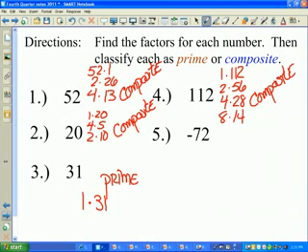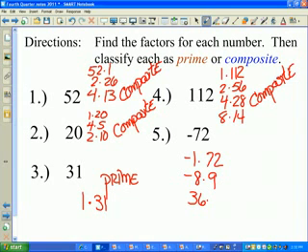And lastly, number negative 72. So right away, you're going to be like, oh no, it can't be prime, it can't be composite, so it's nothing. But careful, we still can make factors of negative 72. So what would be some factors? I can say negative 1 times 72, or vice versa. I could say 1 times a negative 72. I can say negative 8 times 9, or negative 9 times a positive 8.